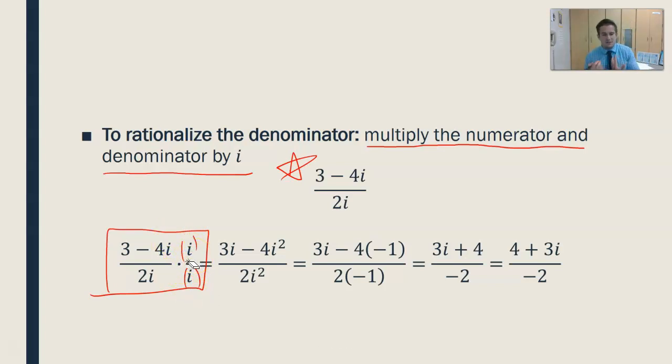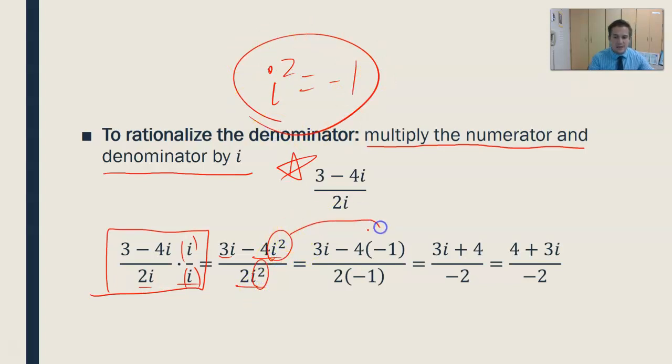So I can use that as a helpful tactic in order to get this i out of the denominator, and I'll show you how. So when I multiply i on the top and the bottom, I get 3 times i, which is 3i, negative 4i times i, which is negative 4i squared. On the bottom, I get 2i times i, which is 2i squared. Well, remember, i squared is equal to negative 1, so anytime I have an i squared, it can be replaced with multiplying by negative 1. So here I have 3i minus 4 times negative 1 divided by 2 times negative 1. Well, negative 4 times negative 1, that's a positive 4, so I have 3i plus 4. And on the bottom, 2 times negative 1 is negative 2, so I have 3i plus 4 over negative 2.